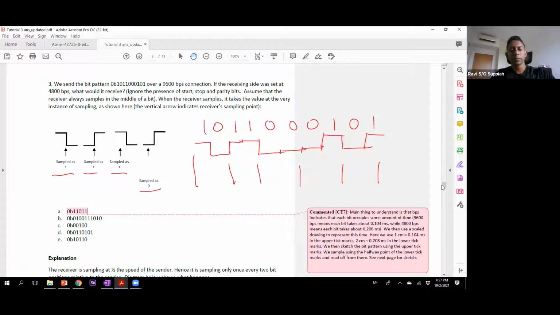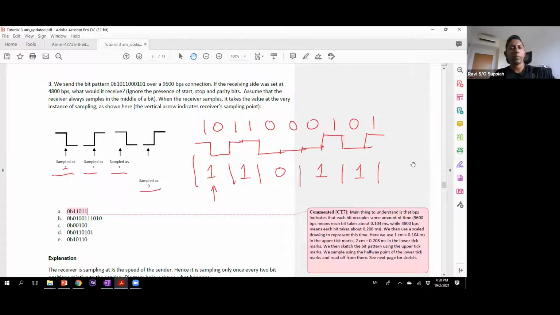Okay, so for this bit, I will now sample in the middle over here, which is a down transition. So this down transition will be sampled as a 1. Correct, so this will represent a 1. This is a 1, because both sides of the sampling point are a 1. Here both sides are 0, so it's a 0. Here is a rising transition, so rising is sampled as 1, and this is also a rising transition, so it's also sampled as 1.